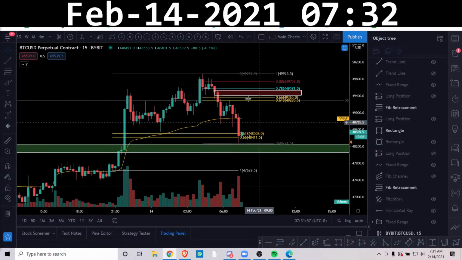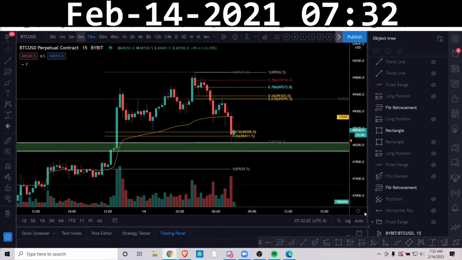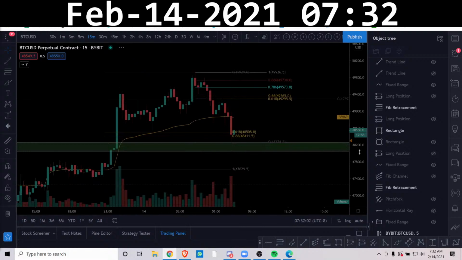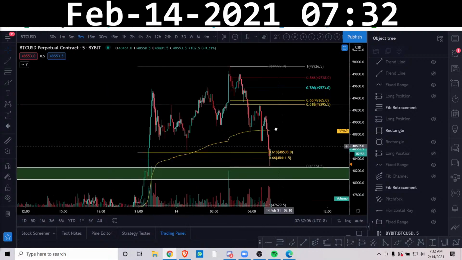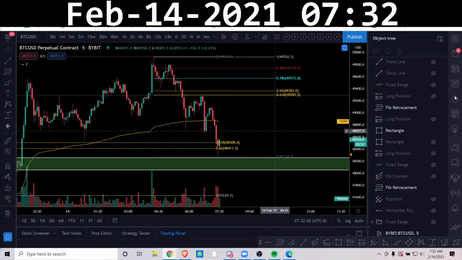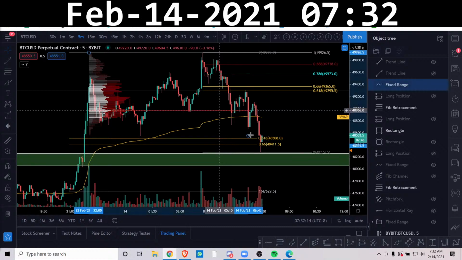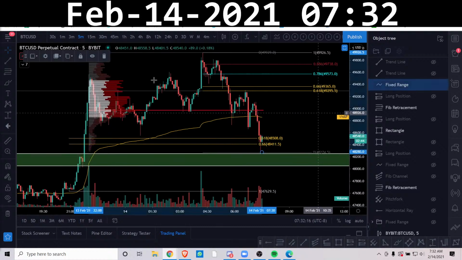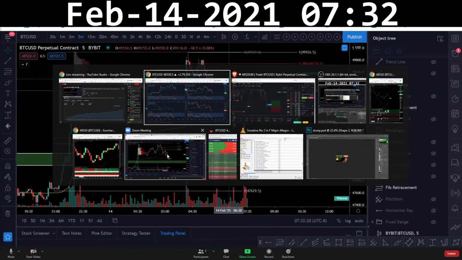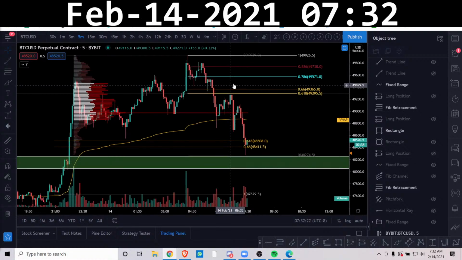So that's not going to be my resistance anymore. My resistance is going to be... where's my fixed range? That looks like a nice short. Oh, it looked like a nice short with the value area highlighting. I mean, it still looks like a decent one. Yeah, I really don't know, I guess.